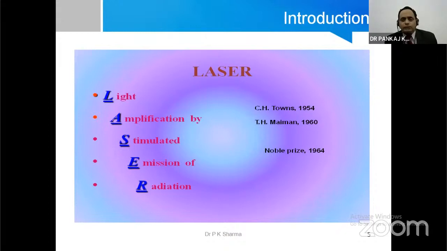As you see, C.H. Townes and T.H. Maiman shared the Nobel Prize in Physics in 1964. So the laser was discovered by Professor T.H. Maiman and Townes, with the Nobel Prize shared in 1964. This is the discovery of the first laser in the form of the ruby laser. So T.H. Maiman discovered the ruby laser, which is known as a three-level laser, in 1960.